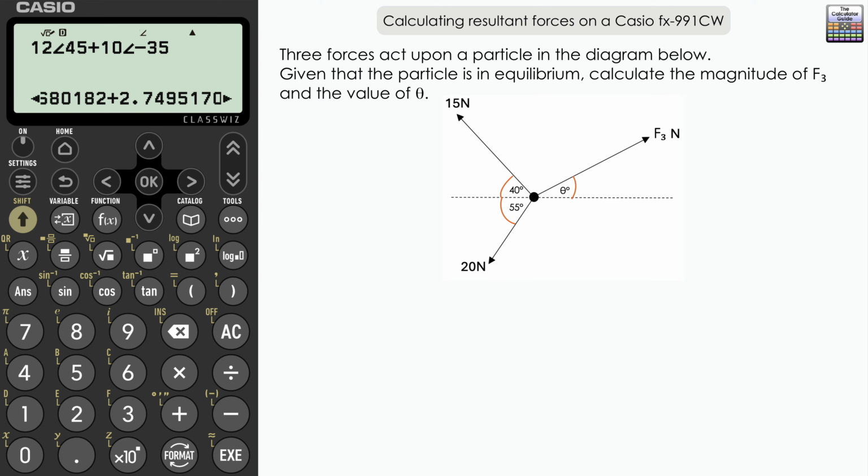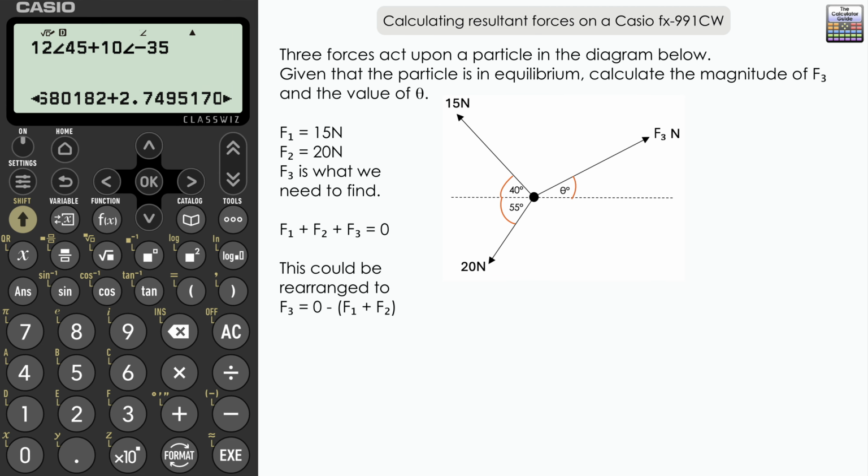If we think about the 15 Newton force as, say, being F1, and the 20 Newton force as, say, being F2, then what we know is F1 plus F2 plus F3 equals 0. Why? Because the particle is given as being in equilibrium. So a slight rearrangement of this could be F3 equals 0 minus, and then in brackets, F1 plus F2. So essentially 0 subtract the other two forces added together will equal the remaining force, F3.